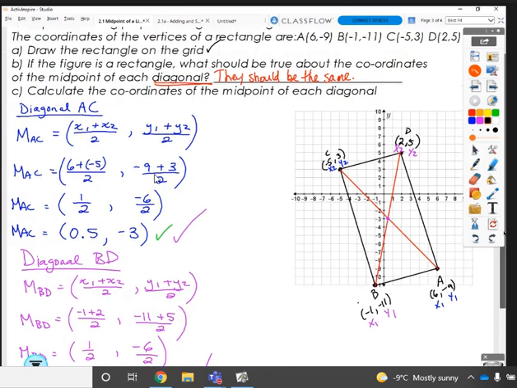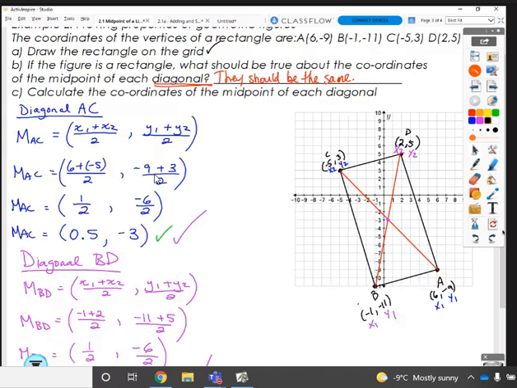Questions so far? Midpoint formula? So far so good? Love it.